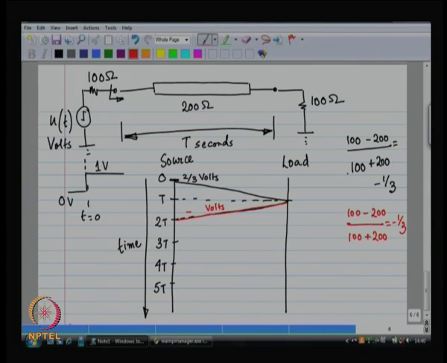So, 1/3 of 2/3 got reflected back. So, minus 2 by 9 is what got reflected back. Now, when that hits the source, a further 1/3 minus 1/3 is reflected, and what is going to reflect from the source is plus 2 by 27 volts.